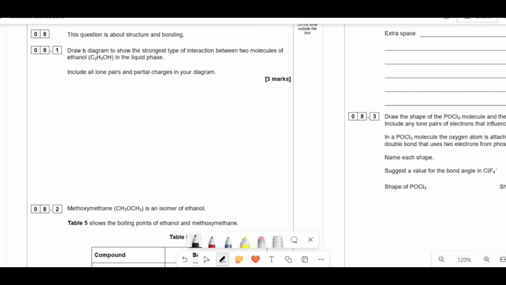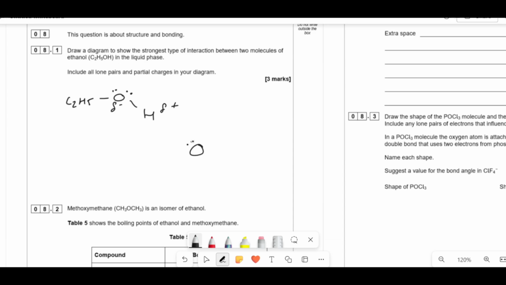There you go. Now it says this question's about structure and bonding. Draw a diagram of the strongest type of interaction between these two molecules of ethanol. So let's just draw a quick sketch of what that is. So it's C2H5, and then there's an O, and then there is an H, right? And there's lone pairs on this O, and this is delta negative, and that's delta positive. The OH here should signal to you that there's hydrogen bonds going on here.